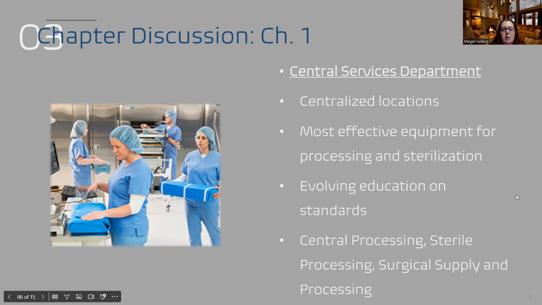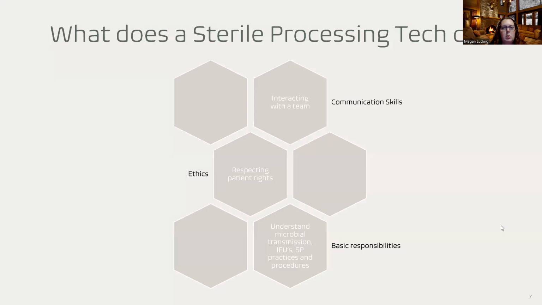So this department is sometimes called a lot of things. It just depends on where you work. We always called it sterile processing where I'm from. Some people call it the central processing department or surgical supply, or CS. It's abbreviated CS pretty often. So it just depends on where you work.